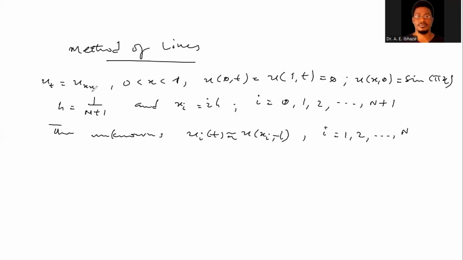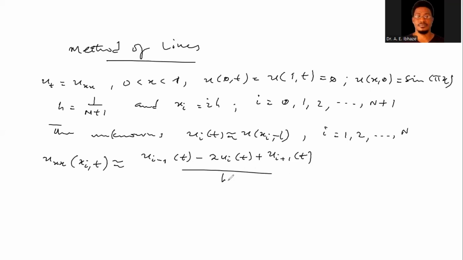So using the central difference approximation for u sub xx at the interior node, we have u sub xx at x sub i, t will be approximately u sub i minus 1 of t minus 2u sub i of t plus u sub i plus 1 of t over h squared. So the next thing is to write the ODEs, the ordinary differential equations.